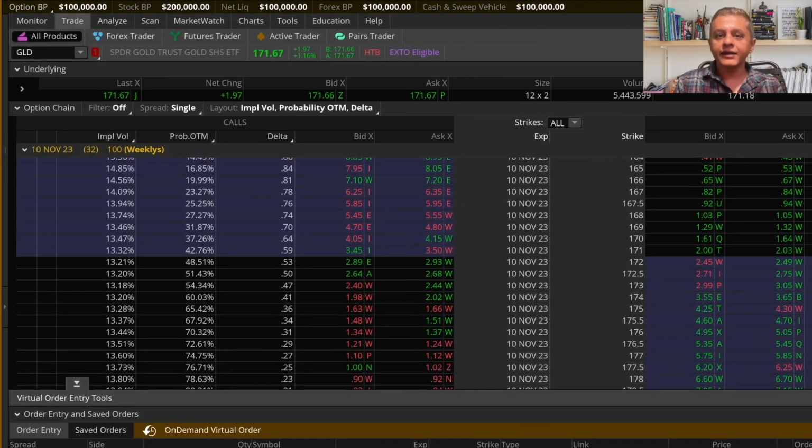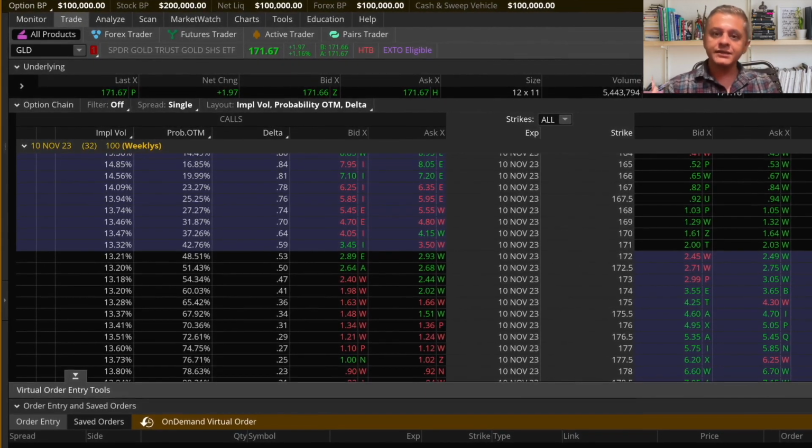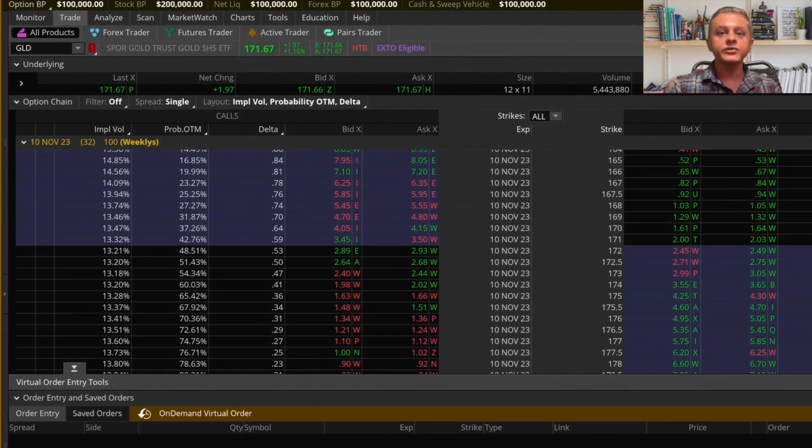Otherwise, options can get really expensive. So this is a way for small accounts to participate in the stock market using options.